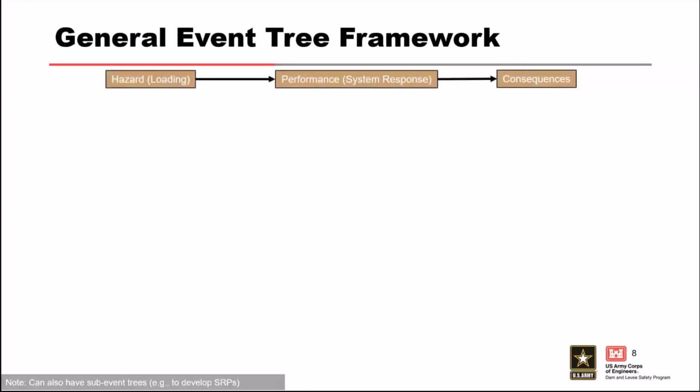This slide walks through a general event tree framework for risk analysis. There are three elements that comprise the general event tree framework: the hazard or loading, performance or system response, and consequences. Each of these elements contain a suite of sub-elements that are broken down in more detail.